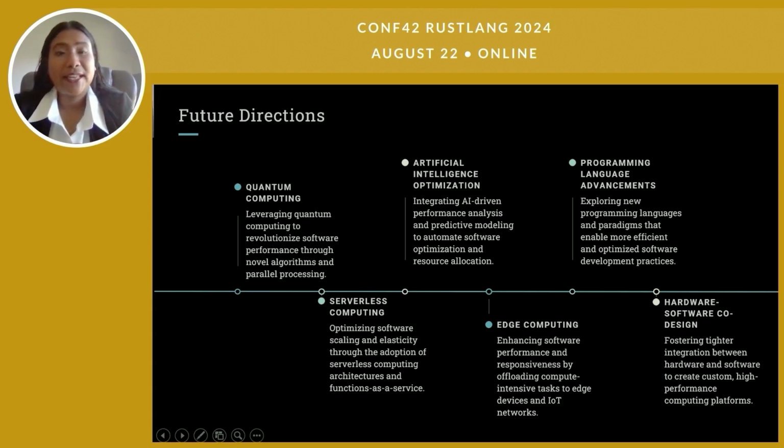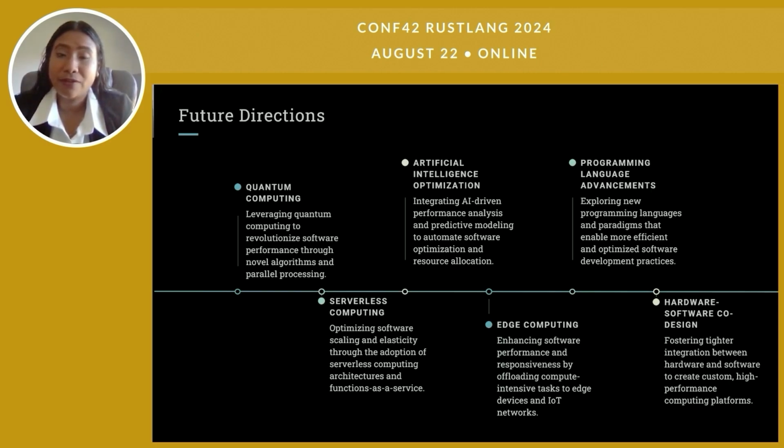So these are the future directions. Now, most software systems are getting migrated to the cloud. That is still ongoing; we still have on-premise data centers, and software is still on legacy technologies. So things will change. Quantum computing is an emerging area which we can use for revolutionizing software performance through different algorithms and parallel processing.